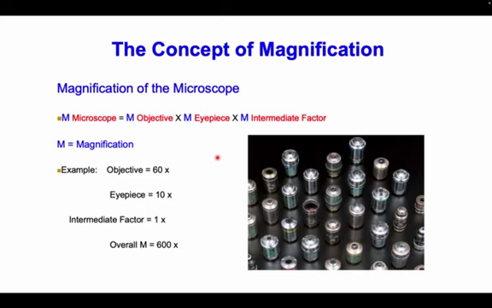So the total magnification that we're going to get from a microscope is, we're getting some magnification from the objective, but like we said earlier, we are also going to get some magnification from the eyepiece. The eyepiece is going to provide a magnification of 10x. So the total magnification of the microscope is going to be the product of these two.